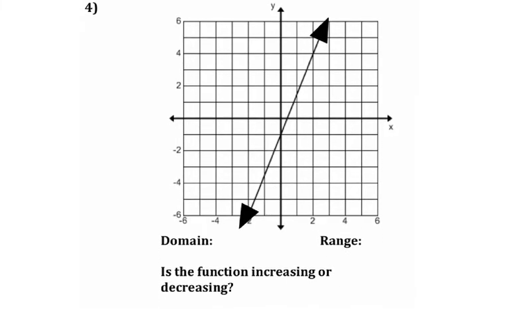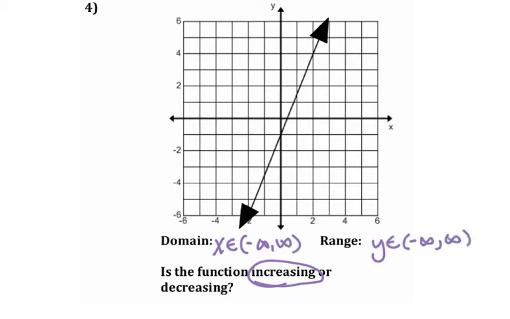Okay, you should have determined that this is an increasing graph. It is going up from left to right. Because it is a linear equation, this one hopefully should be easy. The domain is going to be all real numbers. The range is also going to be all real numbers. So it goes from negative infinity to infinity in both dimensions.